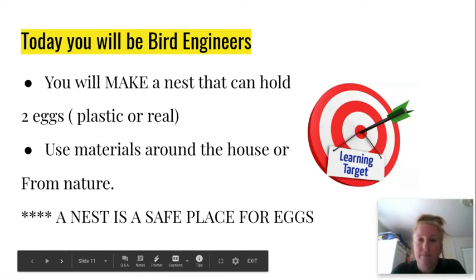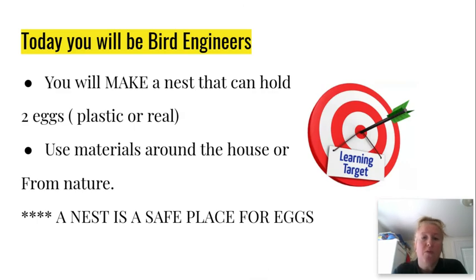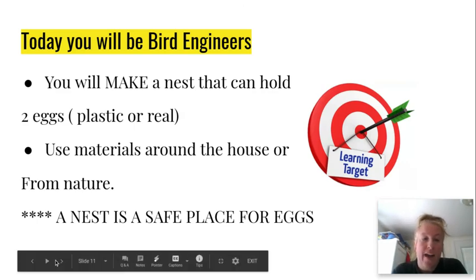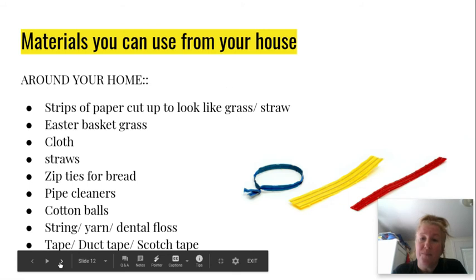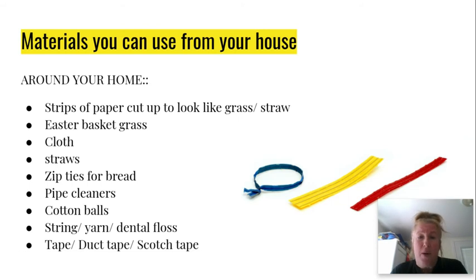Okay. So this is our learning target. You are going to make a nest. Your next question should be, what am I going to use? Well, you can use materials from around the house, or you can use materials from nature. Around your home, I've brainstormed some things that you might want to use if you are just doing things inside of your house. You can cut little strips of paper to make it look like grass and straw, okay?